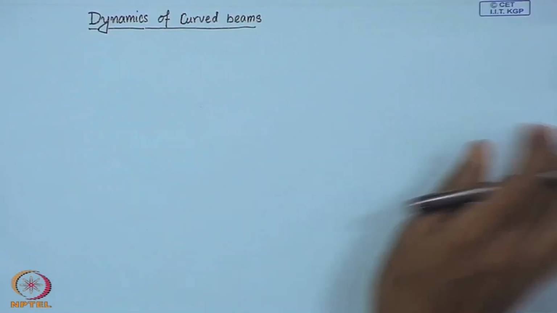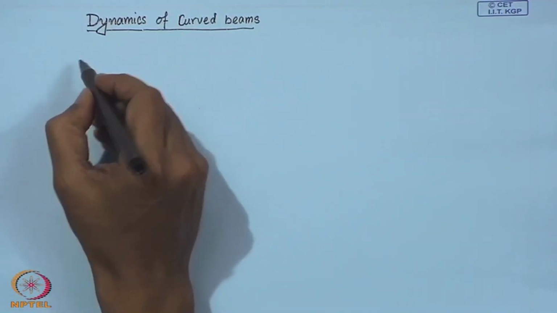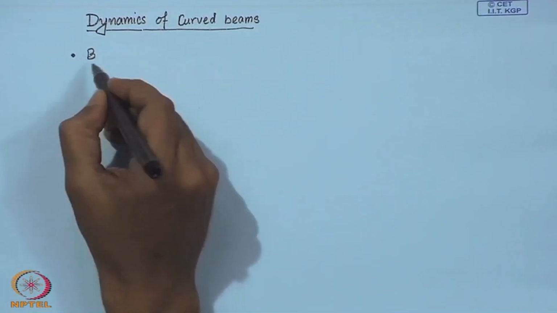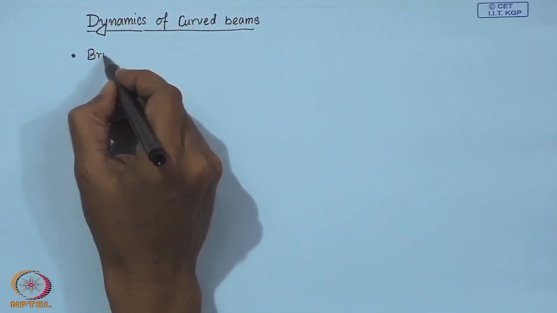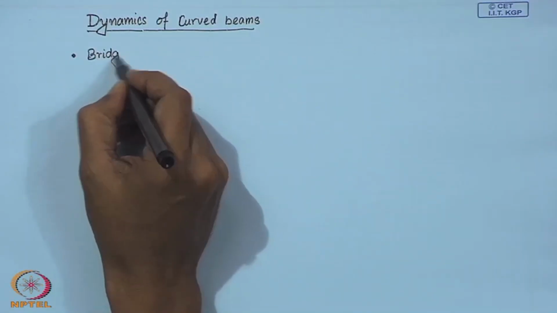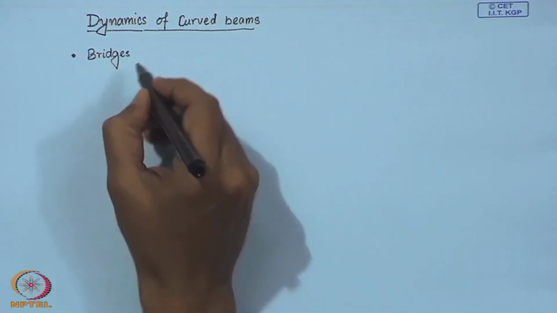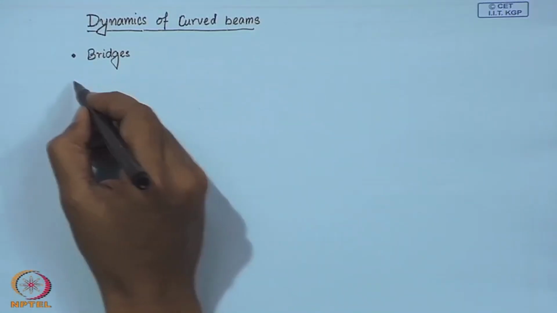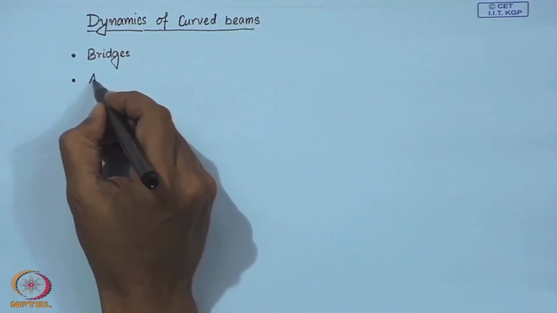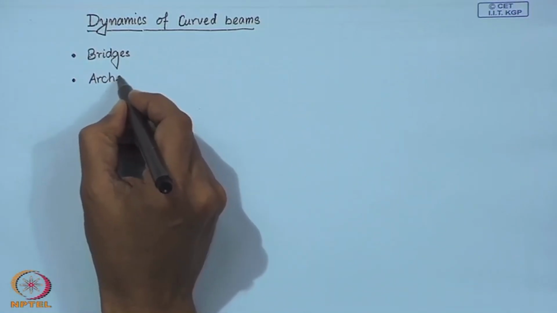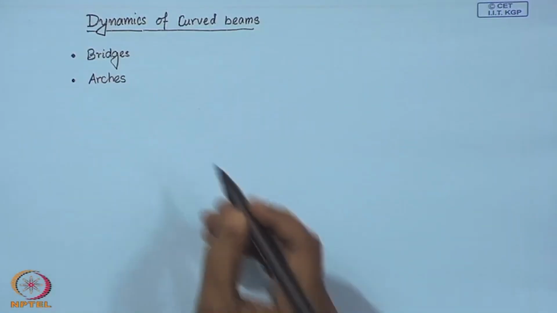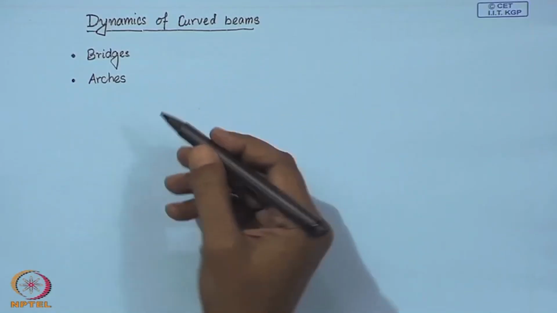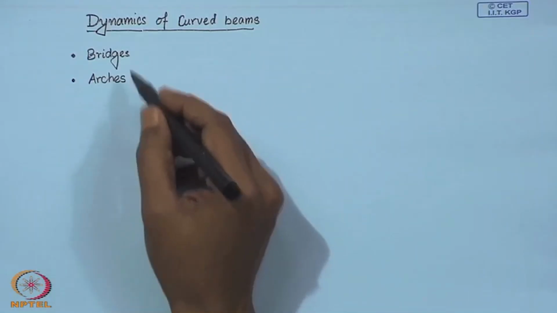So curved beams are found in various civil structures like bridges. They are used in arches, and various other places.